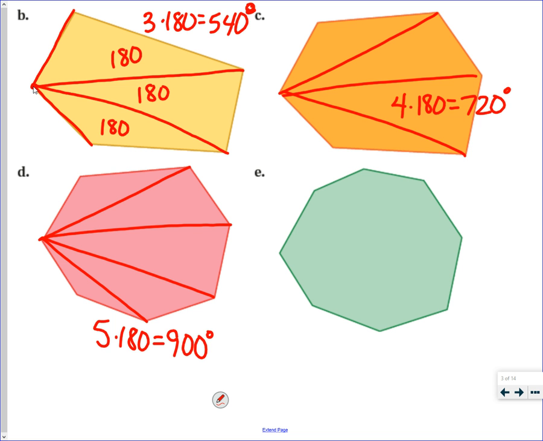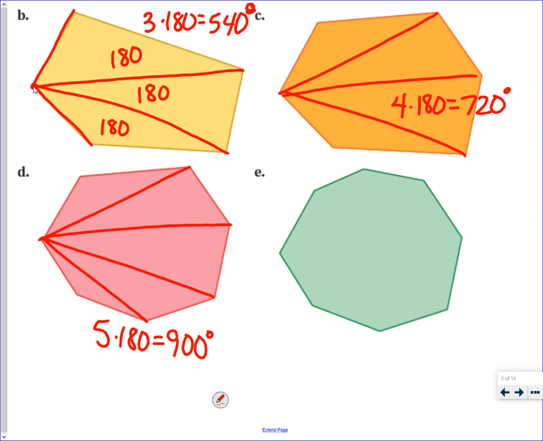Each time I want you to notice that when I add another side, I'm actually getting one more triangle, right? So I had 2 triangles in my first shape, and then I had 3 triangles, and then I had 4 triangles and 5 triangles. Letter E is going to give me 6 triangles because it's an octagon. But I also want you to know that the number of triangles is 2 less than the number of sides. So when I had a quadrilateral, 4 sides, I had 2 triangles. When I just did this problem, letter D, that was 7 sides, a heptagon, I got 5 triangles.